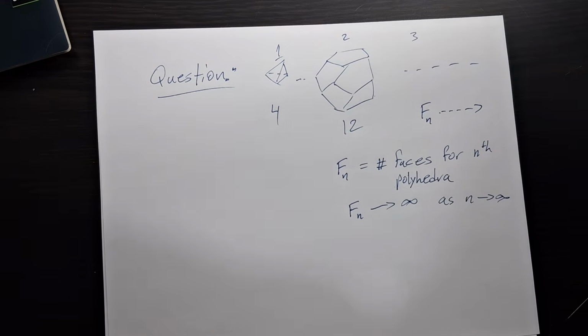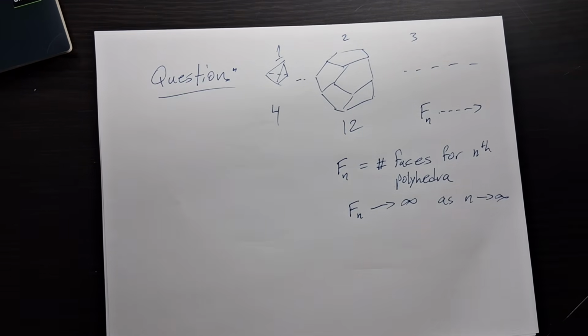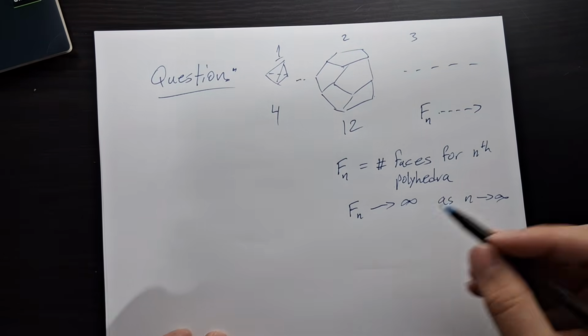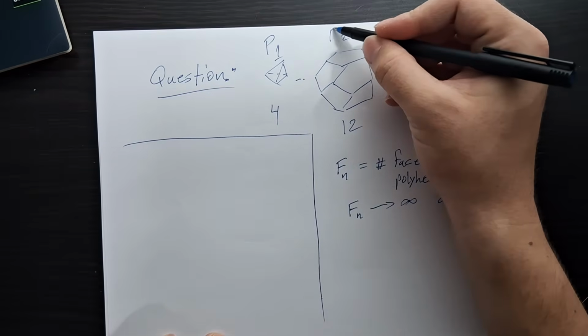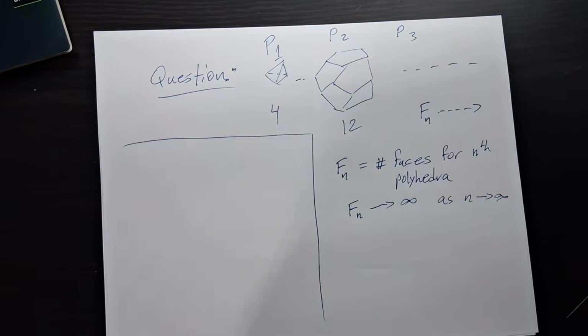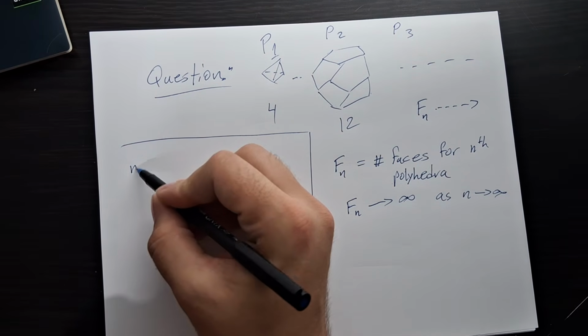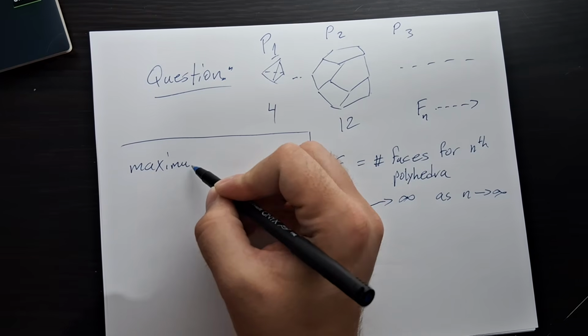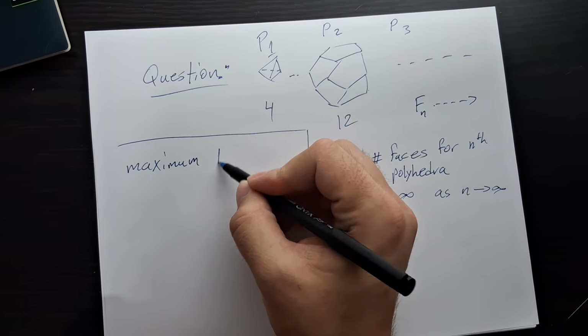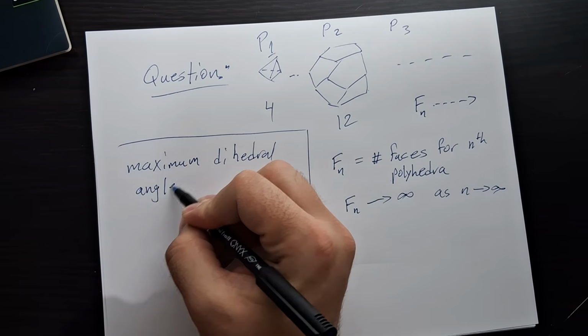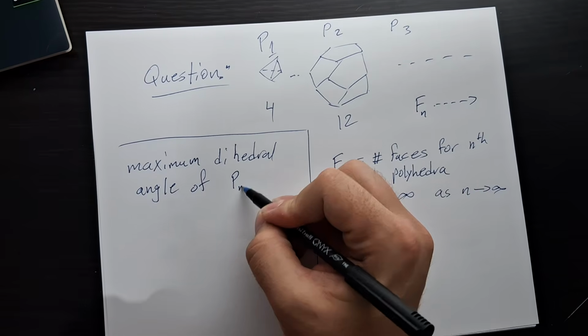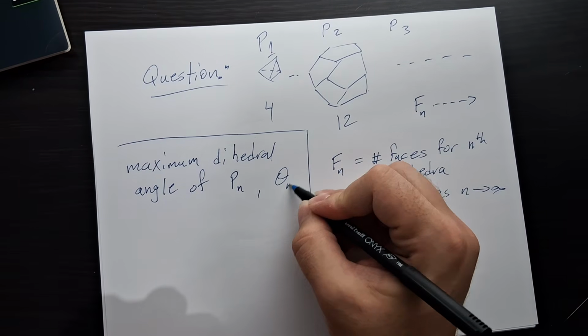And here's my question. It's not really my question. I found this online, but I thought it was a fascinating question, and it surprised me. Let's say polyhedra 1, polyhedra 2, polyhedra 3, so P1, P2, P3, and so on. Let's take the maximum dihedral angle of Pn, and let's call that theta n.